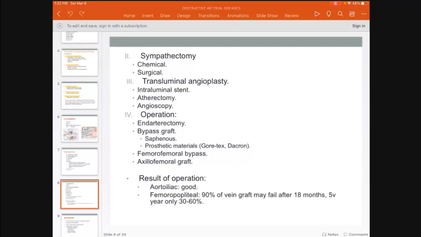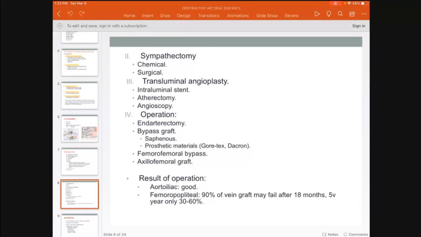Now, sometimes you need to do a sympathectomy. A sympathectomy is either chemical or surgical. Chemical, we inject a phenol injection into the sympathetic chain at the site. It should be done under CT scan or ultrasound guidance to localize the sympathetic chain. Or by doing a surgical sympathectomy. This is to remove the sympathetic chain at L1, L2, L3, L4.